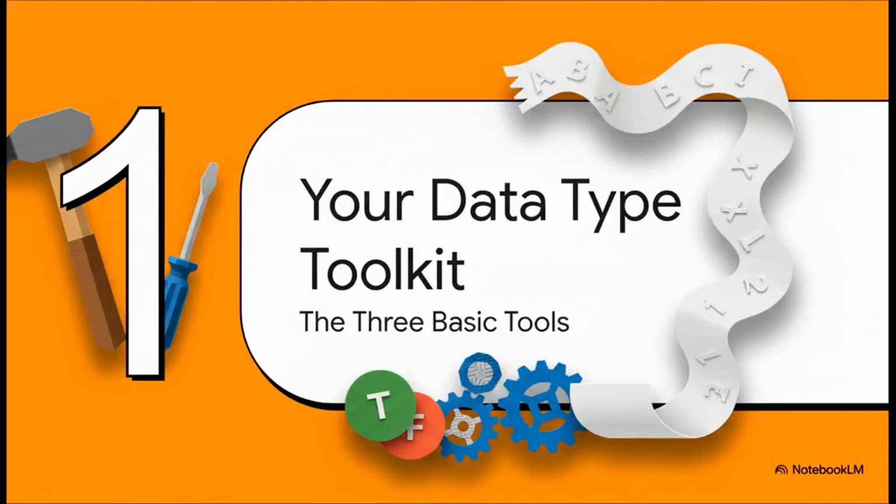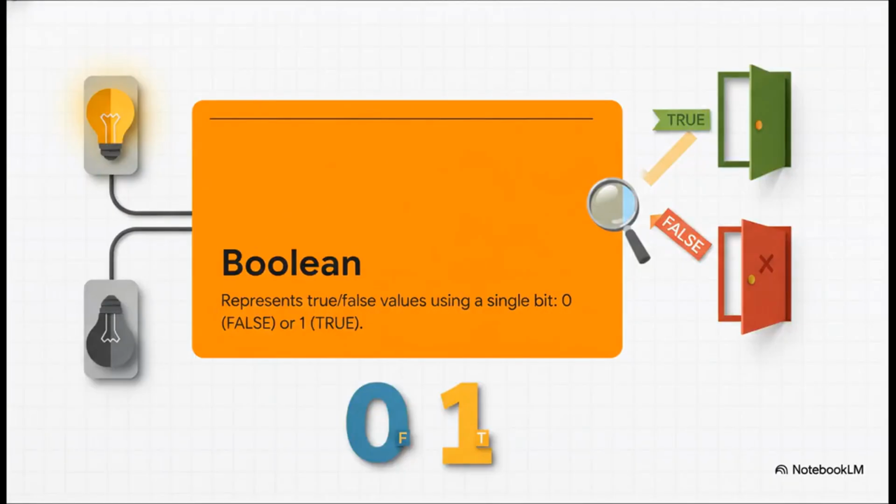You wouldn't use a sledgehammer to turn a tiny screw, right? It's the same idea in programming. You need the right tool for the right job. So we're going to look at the 3 essential tools that pretty much every programmer has in their kit: Booleans, numerics, and text.